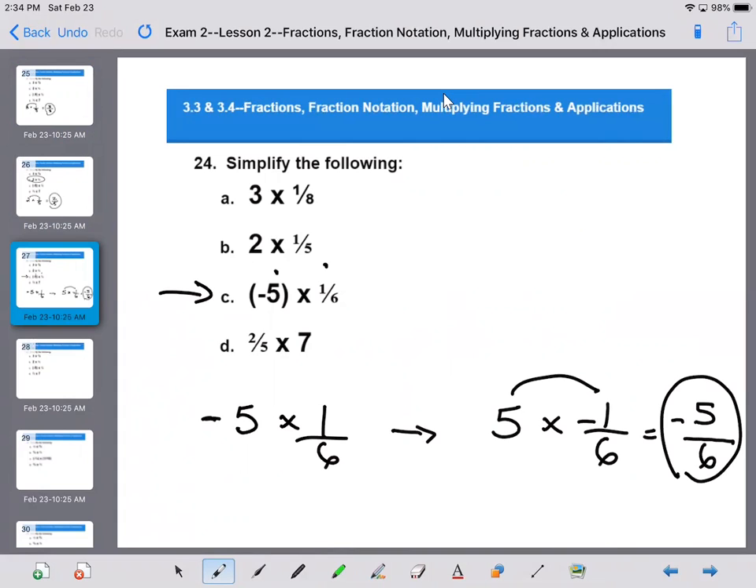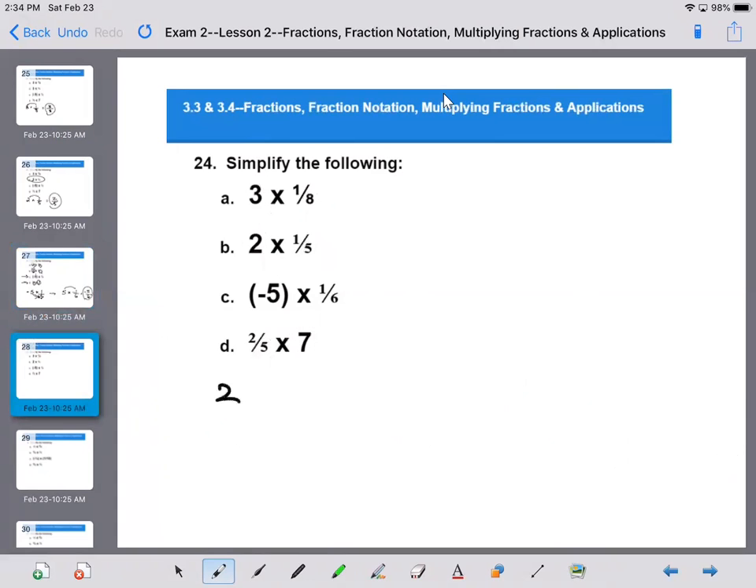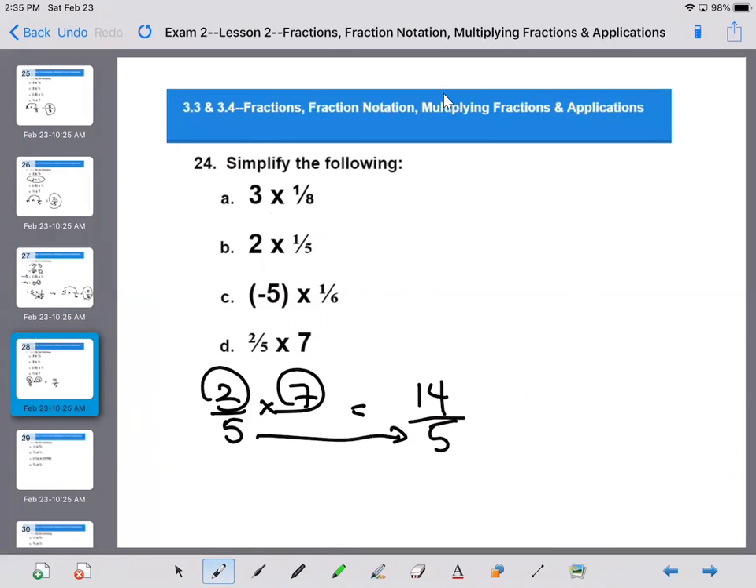So as you see, this 5 is not being multiplied by that 6. It's not happening. This 2 was not being multiplied by that 5, and that 3 was not multiplied by that 8. Same thing on D. 7 will not be multiplied by 5. You'll have 2/5 times 7. So if I had 7 groups of 2/5, that would be 14/5. These two are being multiplied. Denominator stays the same.